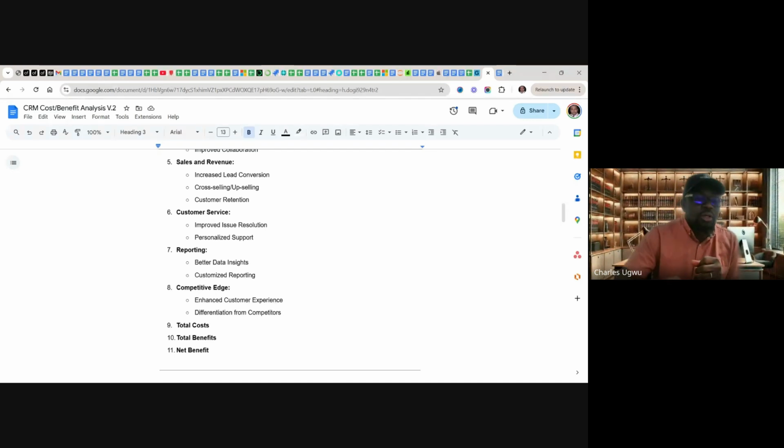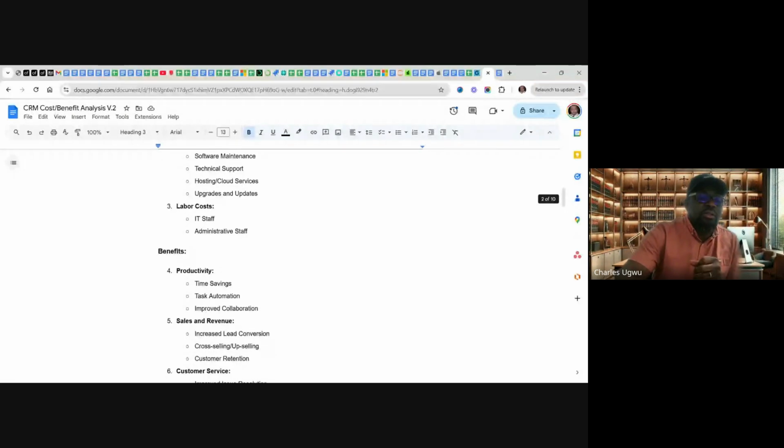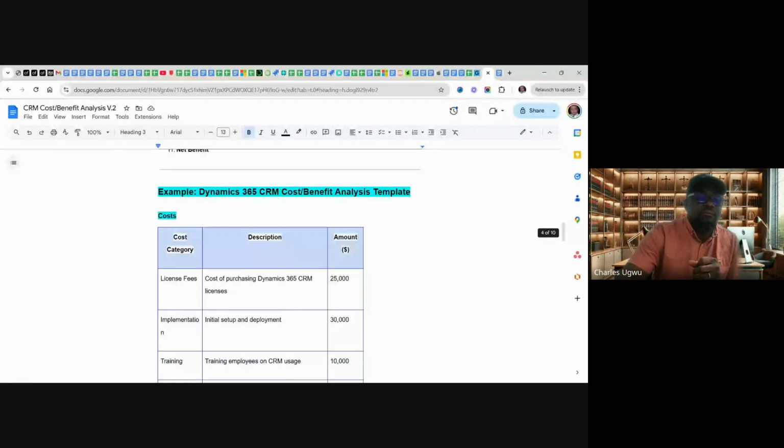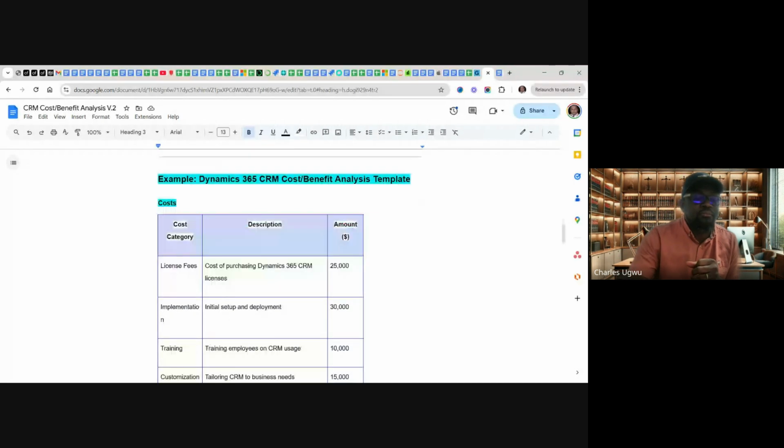Okay. Let's see the application of this. Let's apply this to a case study. Let's apply it to a Dynamics 365 CRM. So what we're going to look at is the Dynamics 365 CRM cost benefit analysis.